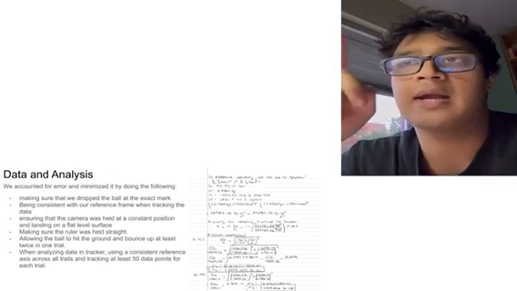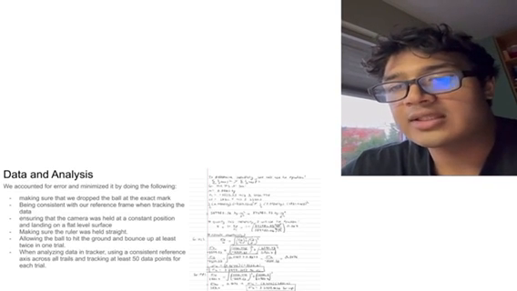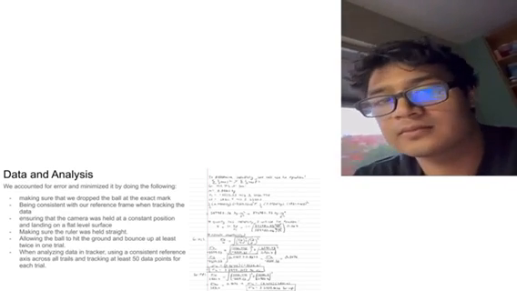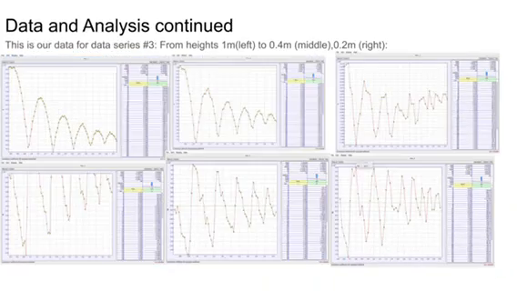So we dropped the ball from heights of 1 meter, 0.6 meters, and 0.2 meters. And then to estimate uncertainty, we used the equation delta x equals the square root of (delta a over a) squared plus (delta b over b) squared. And our data is shown on the slides. This is just the answers for all of our trials that we calculated. And then these are our graphs from Tracker.